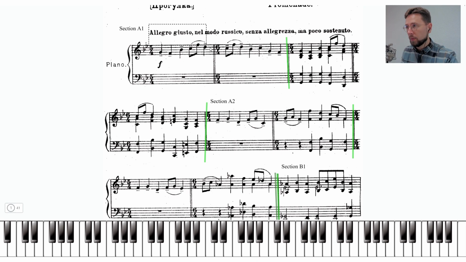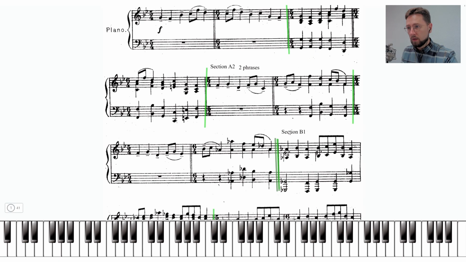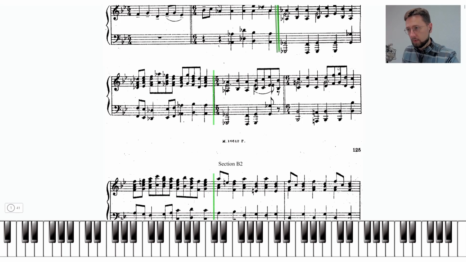Now this is starting to make more sense. So we have two phrases. Section A2 is also two phrases. And B1 is two phrases.